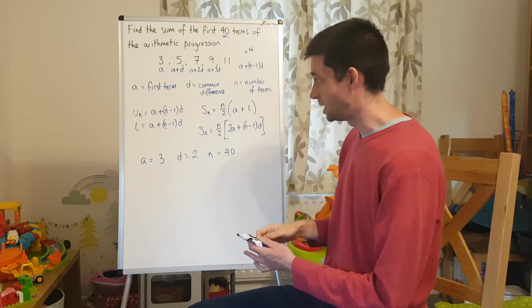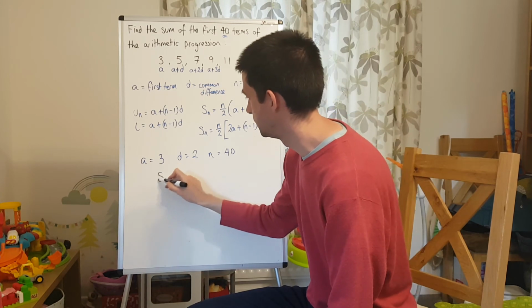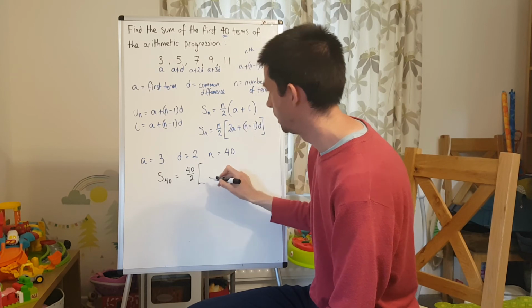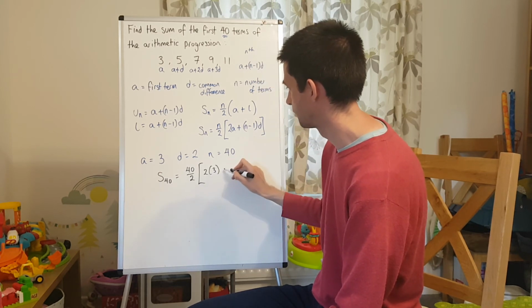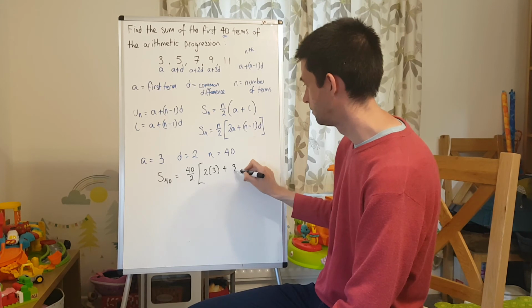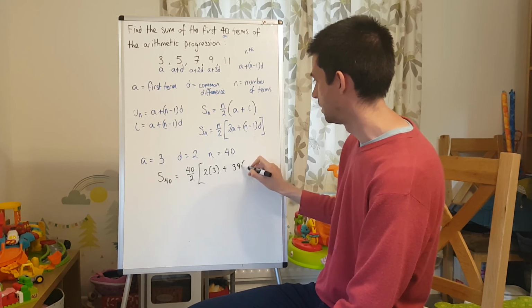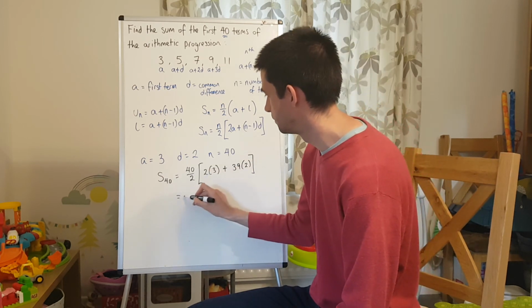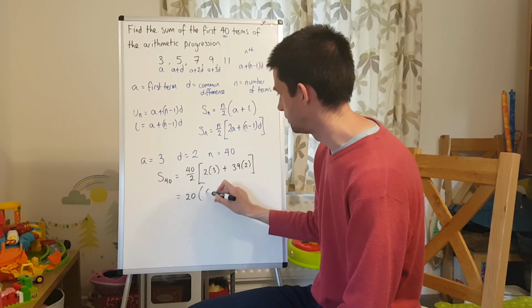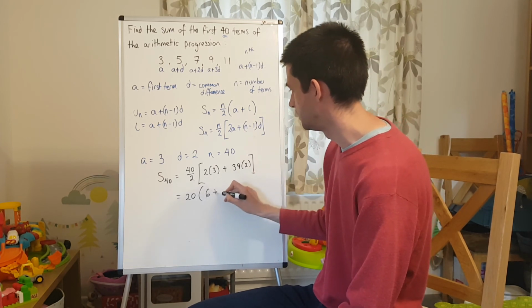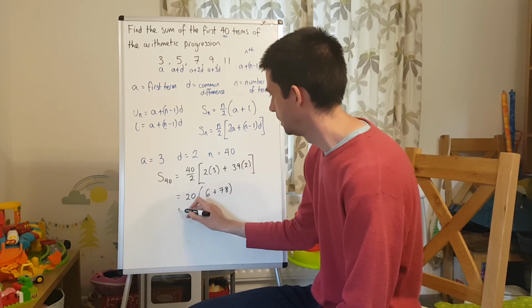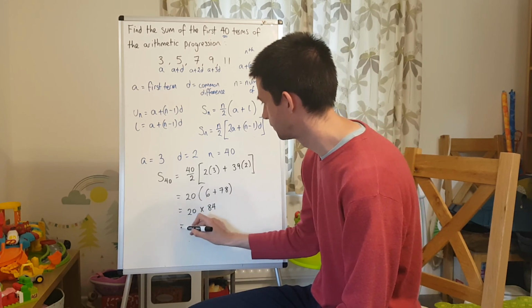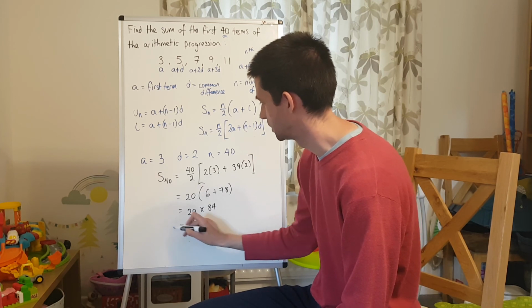I'm then going to use this formula here, the sum to n. So the sum to 40 terms is going to be 40 over 2 times 2 lots of a plus (n minus 1), which is going to be 39, times d. So 40 over 2 is 20, 2 times 3 is 6, 39 times 2 is 78. So what I now have is 20 times 84, which is 1,680.